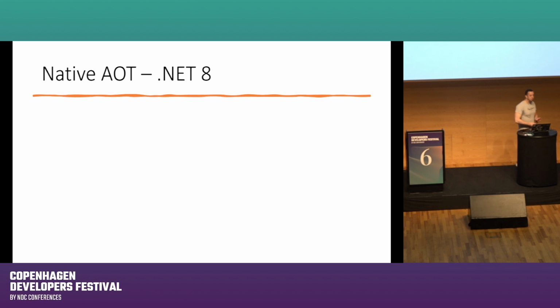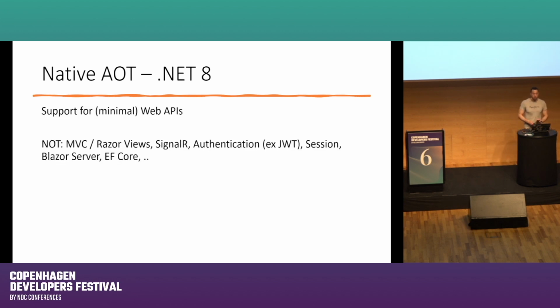And what I'm really excited about in .NET 8 is the support for minimal web APIs. There are some exceptions to that. For example, everything that uses MVC or views, SignalR doesn't work. Authentication, I think they want to get at least JWT tokens working, so the minimum for the application framework. Session still doesn't work for other reasons.